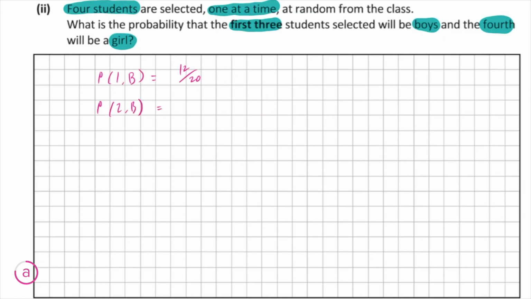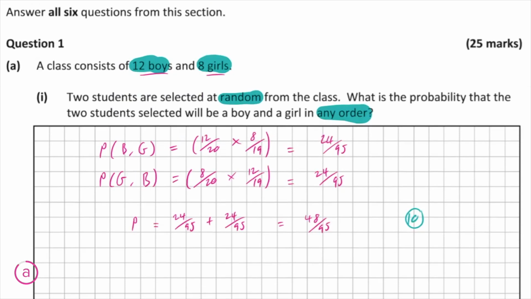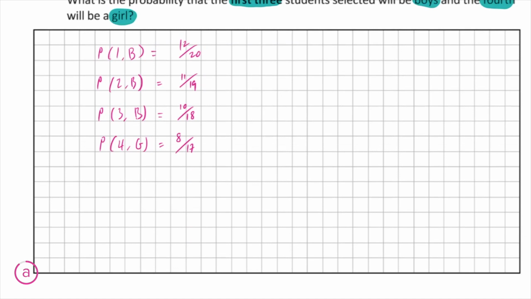Because as we know from part A, there are 12 boys in the class of 20 in total. The probability that the second selection is a boy is just 11 over 19 because we reduced the number of boys and the total number of people in the class by 1. The probability that the third is a boy is 10 over 18 using the same logic once again. And the chance that the fourth is a girl is just going to be 8 over 17, because there are 8 girls in the class since we haven't removed any, and we've also reduced the total number of students in the class down to 17 at this point.